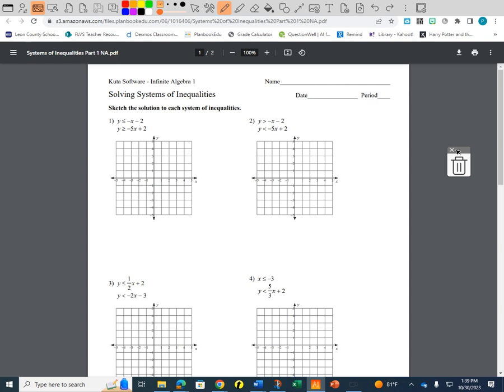So number 1, this is the worksheet for your assignment tonight. So we're going to do number 1 together. Number 1 is already solved for y. Woohoo! Are there any on this assignment that aren't solved for y? Let's see. Number 8. We'll do number 4. Why does number 4 look weird to you?